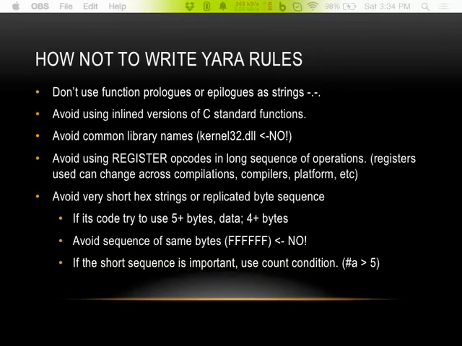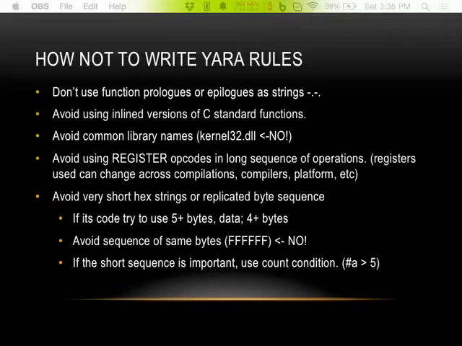All right, so we know how to write them, and how not to write YARA rules. There are some things you want to avoid doing so you don't write bad rules. Like I said before, don't use function prologs or epilogs as strings. Don't use the sequence that starts or ends a function, because most functions, if they were compiled in a high-level language, are going to look the same.